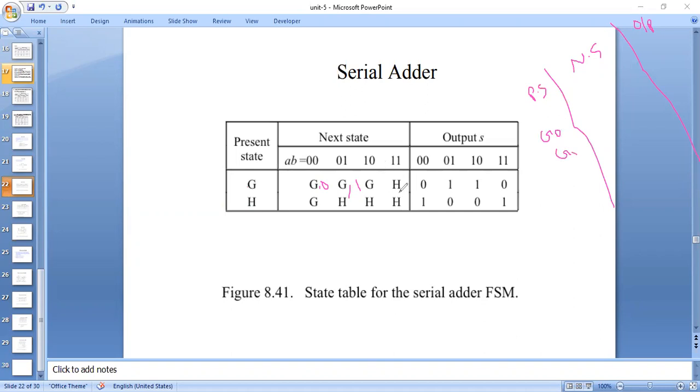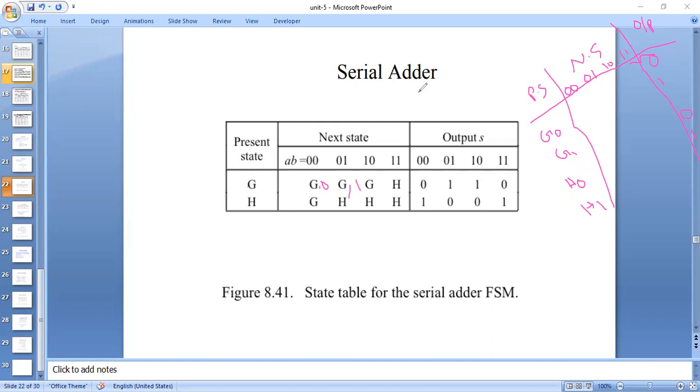Similarly, look at state H: here H has 0, but here it has 1. So here also you can split that state into 2 states, H0 and H1. Here G0 belongs to output 0, G1 belongs to output 1, H0 belongs to output 0, and H1 belongs to output 1. And here you have to write the next state under the input conditions. What are the inputs we have? 00, 01, and 10, 11, right?